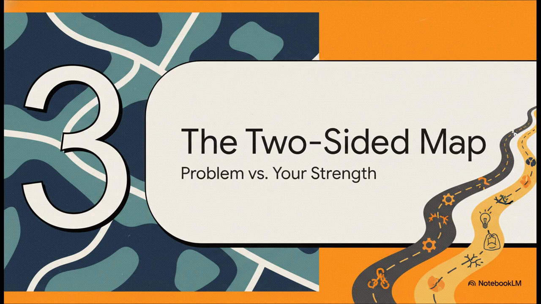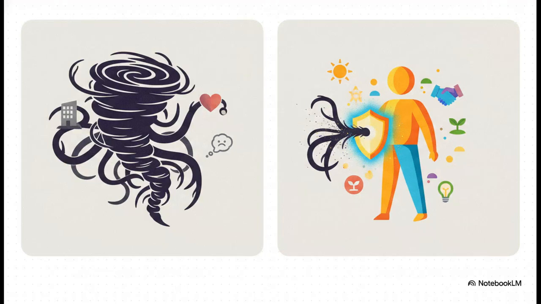So what does this investigation actually look like in practice? Well, it unfolds through something called the two-sided map. It's all about charting the problem's influence versus charting your own strength. The whole process is really broken down into two clear phases. In phase A, all the attention is on the problem. You might ask questions to trace how something like guilt messes with your work, your friendships, how you see yourself.